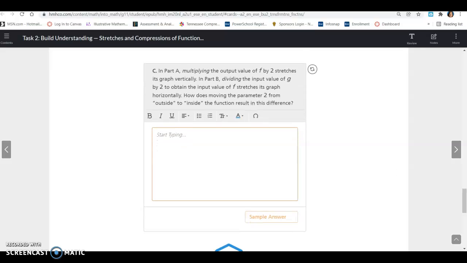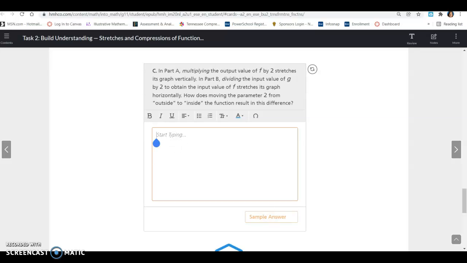All right, so in part A, multiplying the output value of f by 2 stretches its graph vertically. In part B, dividing the input value of g by 2 to obtain the input value of f stretches its graph horizontally. How does moving the parameter 2 from outside to inside the function result in this difference? Okay, so very much like in the last task, when it's outside, it's going to move it vertically, and when it's inside, it's going to move it horizontally.